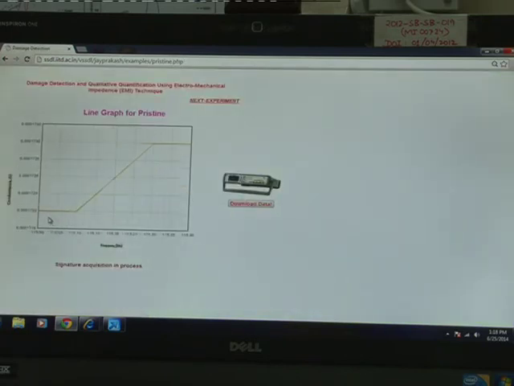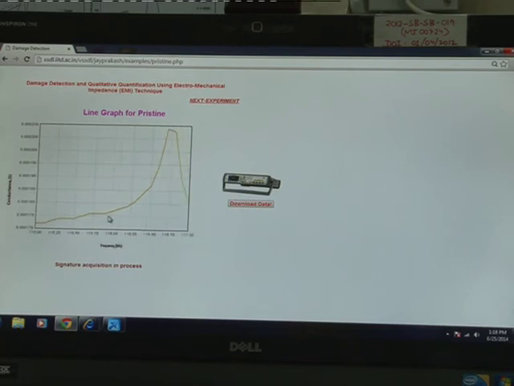The computer starts acquiring the data. This is actually the measured data for a plate structure. After the complete signature has been acquired, the user needs to click this button, download data.